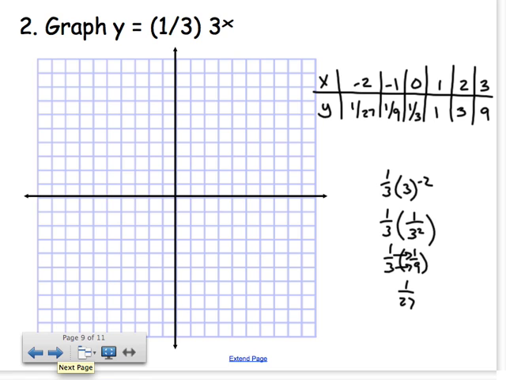Let's graph it. When I plug in 0, I get 1/3. So all of a sudden it's no longer at 0, 1. It's been deflated. It's been reduced by a factor of 1/3. When I plug in 1, I get 1 out. When I plug in 2, I get 3 out. When I plug in 3, I get 9 out. And the other way, it gets pretty small pretty quickly. -1 gives 1/9, -2 gives 1/27, closer and closer to 0.